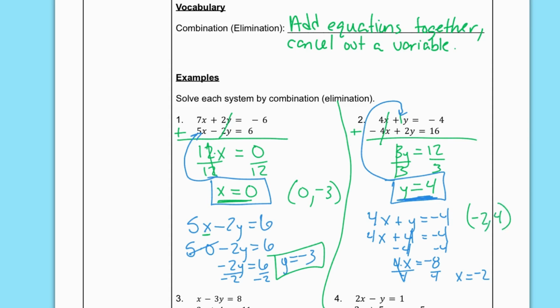Remember, that means that these values, x is negative 2, y is 4, is going to work in this equation and the second equation. Or if I were to graph them, this is the ordered pair where they would cross on the graph. So this is the easiest way to do elimination, is when they're set up so that one variable automatically is going to cancel for us. We're going to look at a couple other ways where we have to do a little bit of extra work to make one of those variables cancel.